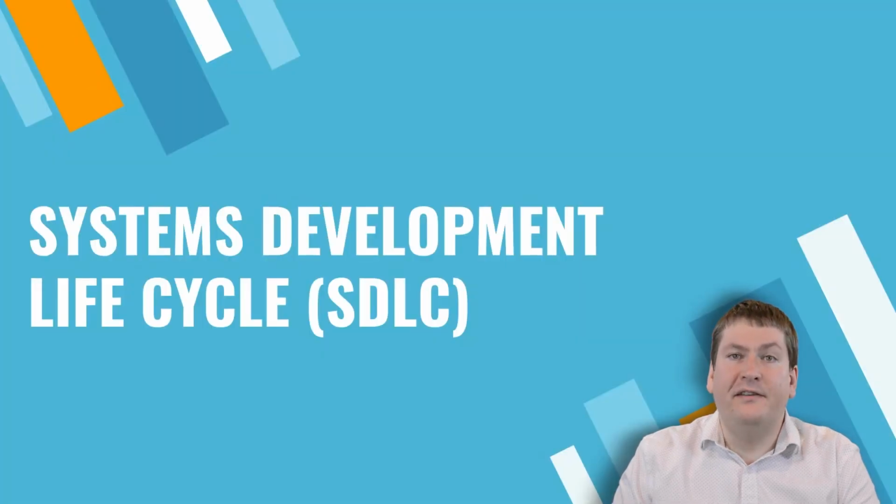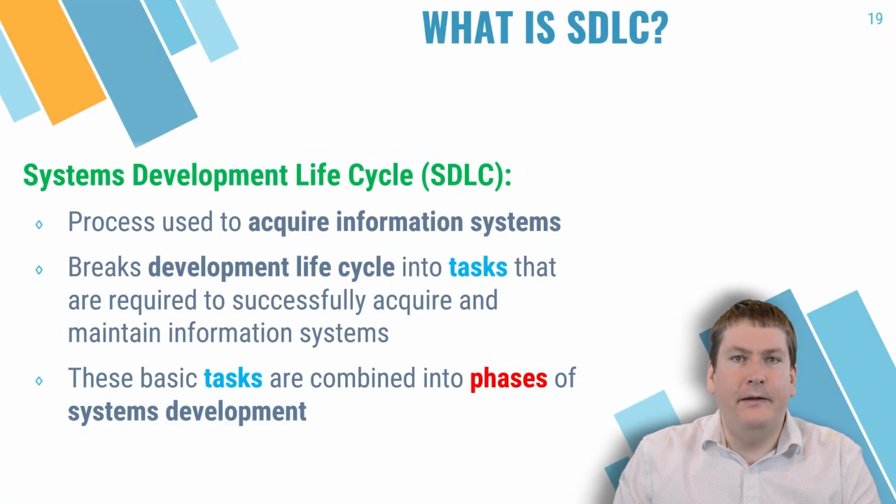Now let's move on to discussing the Systems Development Lifecycle, or SDLC for short. So what's SDLC? Well, it's a process for acquiring information systems that was largely developed through trial and error by early companies experimenting with IT projects in the 1960s. Many early projects met with disaster, and based on these failures, developers determined what went wrong and developed standardized processes for creating and maintaining information systems. SDLC breaks the development lifecycle into tasks that are required to successfully create and maintain an information system. These basic tasks are grouped into phases of the system's development that form the development lifecycle.